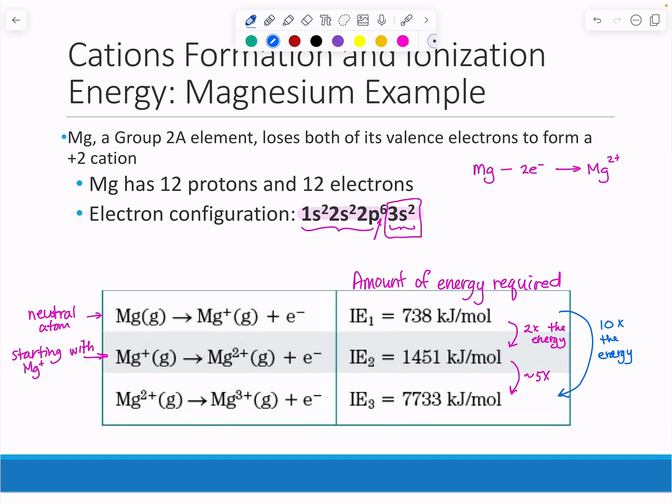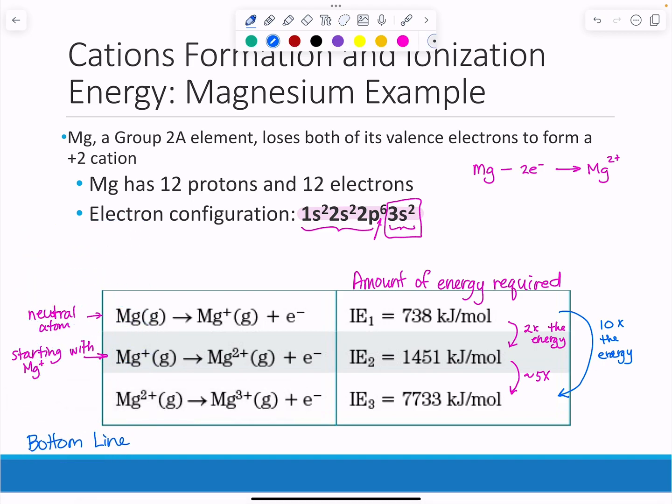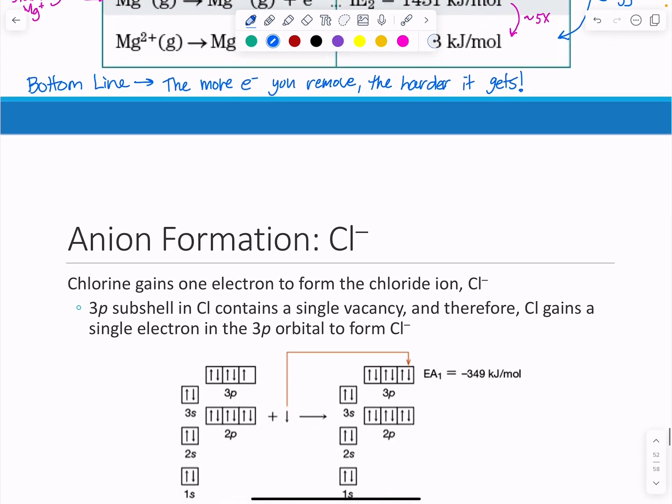So let's write it here, bottom line, and let's make it a real bottom line, and I'm going to move it all the way to the bottom here. So bottom line, the more electrons you remove, the harder it gets. All right, and so that's what you should remember.